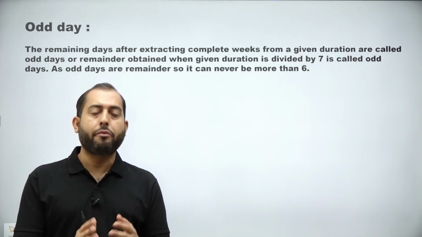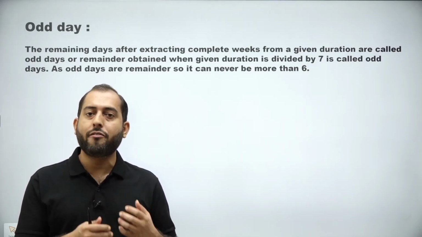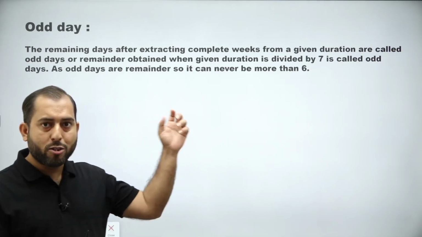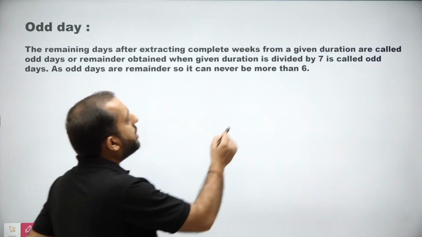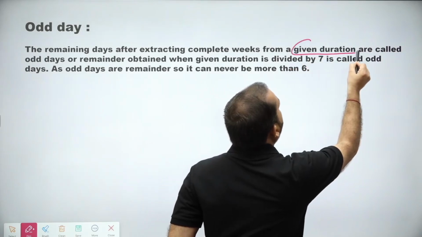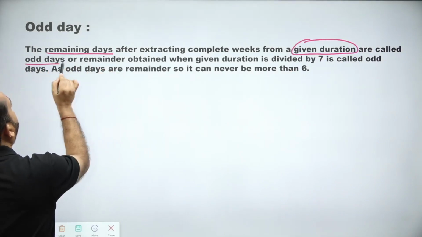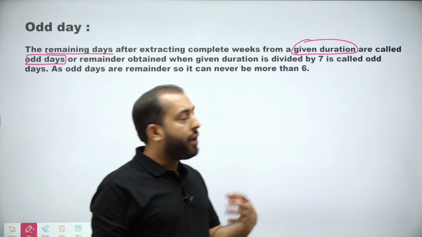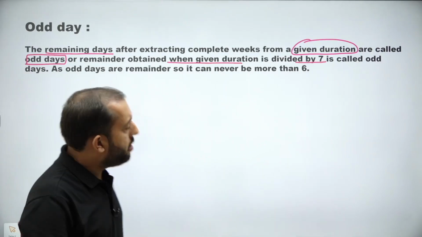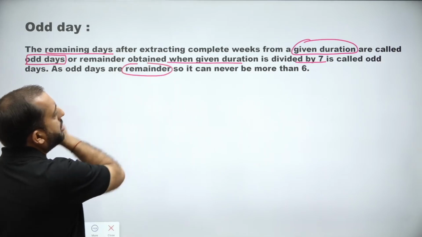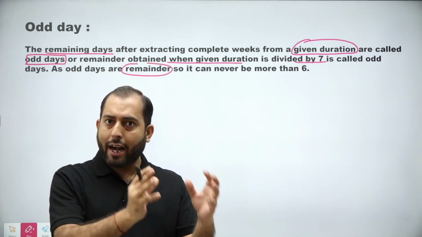I have told you earlier, before attempting any problem related to this topic, we need to understand some concepts, some fundas that are there. So one of them is odd days. Now see, what are odd days? From a given duration, if you extract all the complete weeks, then the remaining days left are called odd days. Or if you divide the given duration by 7, then the remainder obtained is also called the number of odd days in that duration.